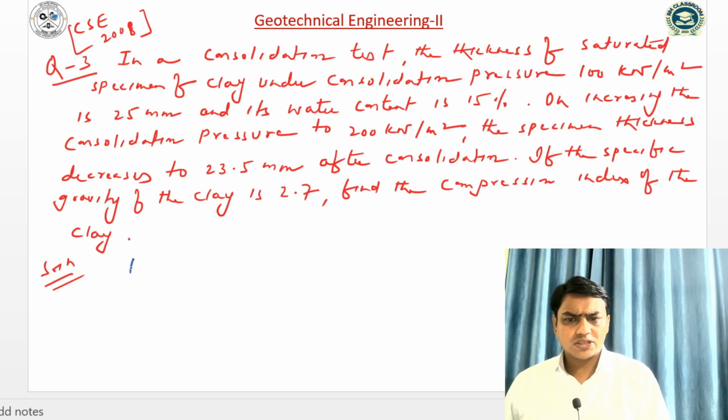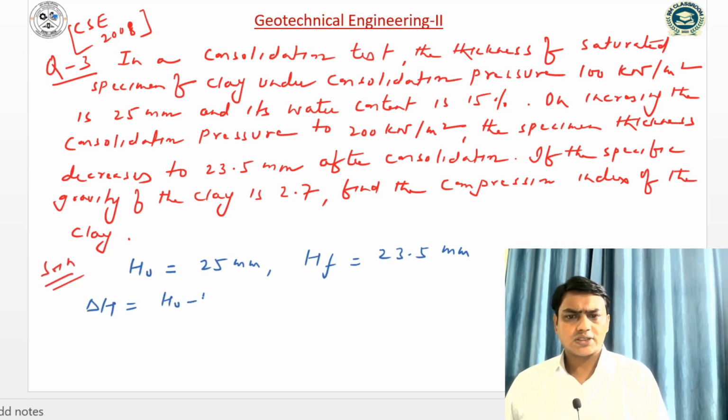So the initial thickness of the clay layer is how much? 25 mm, and the final thickness, after consolidation, is 23.5 mm. So what is the value of delta H? H naught minus Hf. So it will be 1.5 mm. If the specific gravity of the clay is 2.7, find the compression index of the clay.